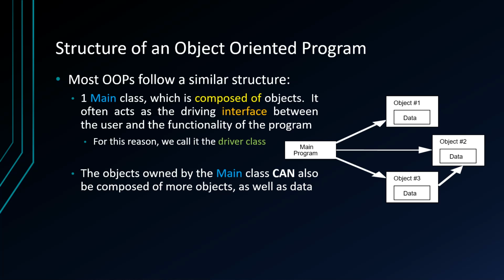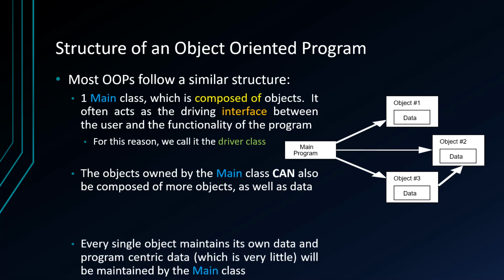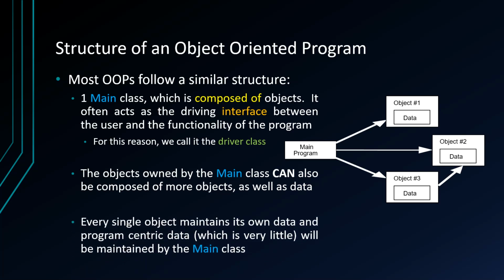So we've got the main driver class, the objects owned by the main class, as well as what they own. Every single object, and this is the most important thing of the whole discussion, maintains its own data. The program-centric data, which is usually very, very little, will be maintained by the main class. So not too much is going to be stored in that main program. Most of it is going to be on the individual objects themselves. It's just really who owns the objects.